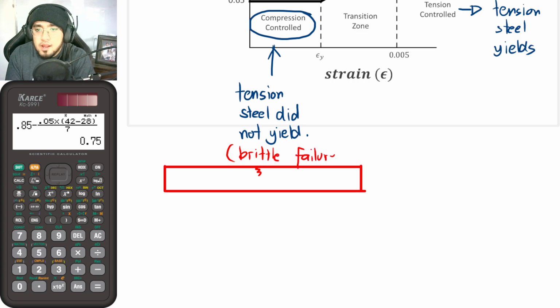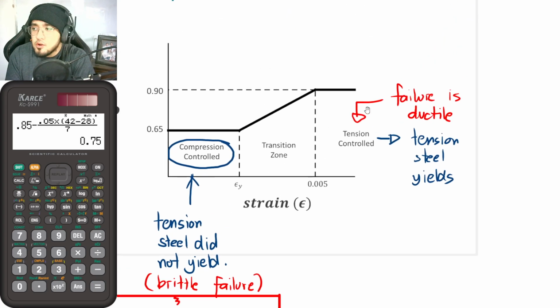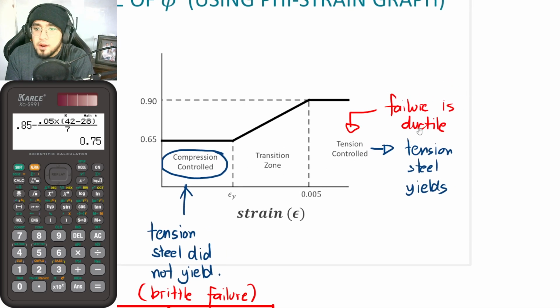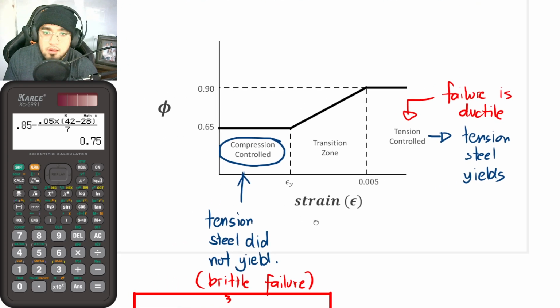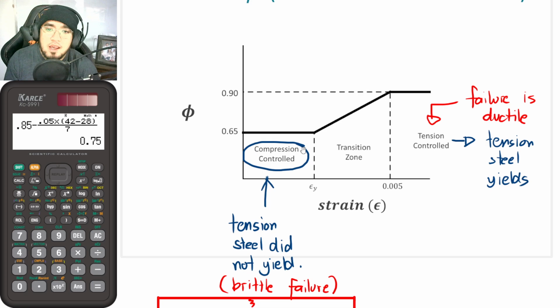So comparing the two, between compression controlled and tension controlled, compression controlled is very dangerous as compared with tension controlled. Because if the failure is ductile, it means that upon failure, you can still go out of your homes, and you can still pray and whatnot. But if your building, or let's say your beams, is compression controlled, without any warning, the beams would just fall. So that is for brittle failure.